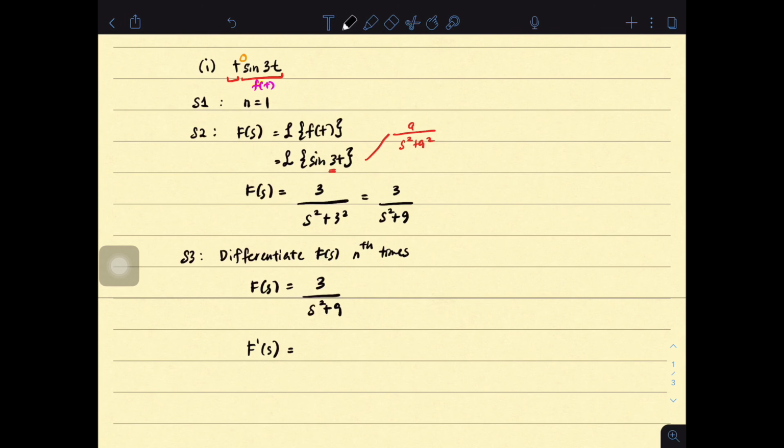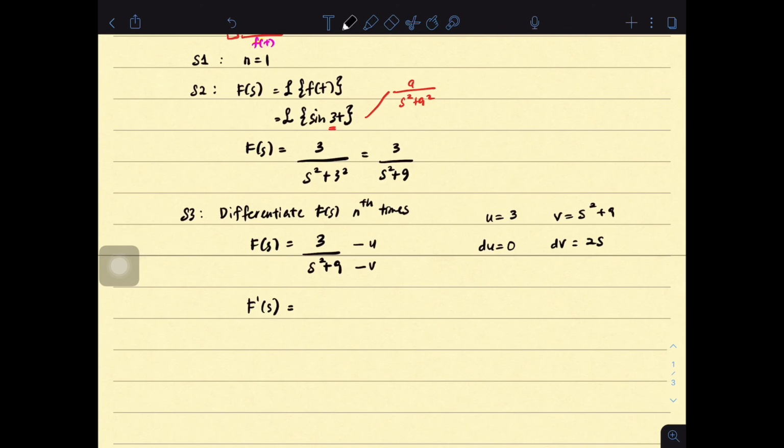Since this is a quotient, you can use the quotient rule, where this one is u and this one is v. So list down here: your u is 3, your du is 0, your v is s squared plus 9, therefore your dv is equal to 2s. The formula of the quotient rule is v times du minus u times dv over v squared.